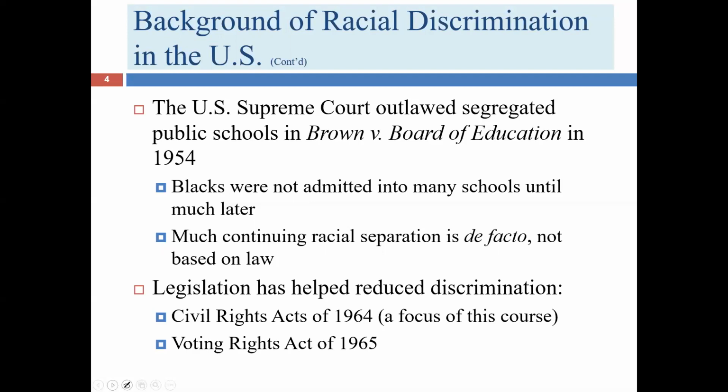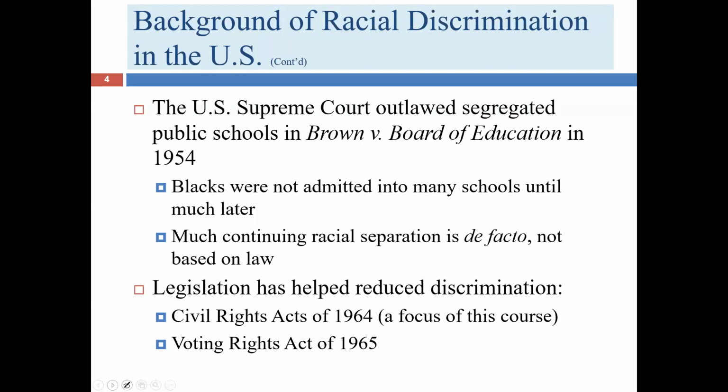Even though Brown v. Board of Education was decided in 1954, it was not immediately put into effect. And in fact, some schools weren't integrated for over 10 years after that date. Eventually, all the schools were integrated, but it was a slow process. And there was a lot of violence and other issues that came up before that was accomplished.